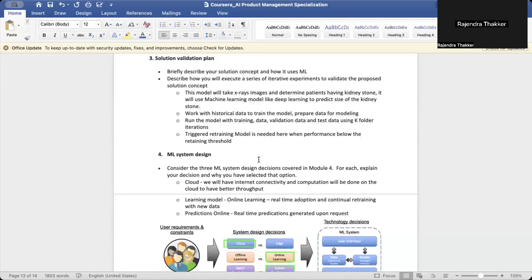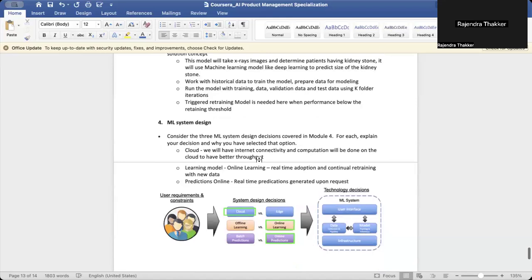We'll have a model that would take the X-ray images and determine the patients having a stone. It will use machine learning models like deep learning to predict the size of the stone and identify if it exists. We'll work on the historical data to train the model and prepare the data for modeling. This data would come from different sensors and different medical information from the doctors. We'll run the model with the training data, validation data, and test data using k-fold iterations. We'll also need to make sure that we retrain or update our model whenever the performance goes below the threshold.